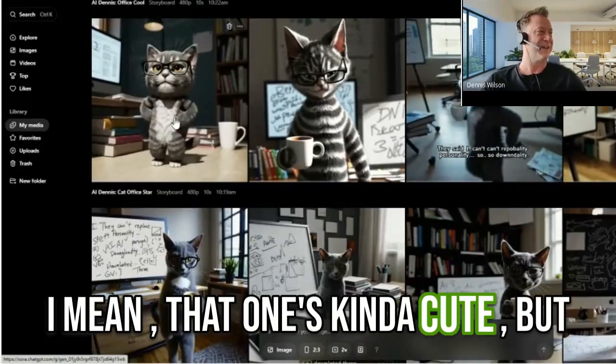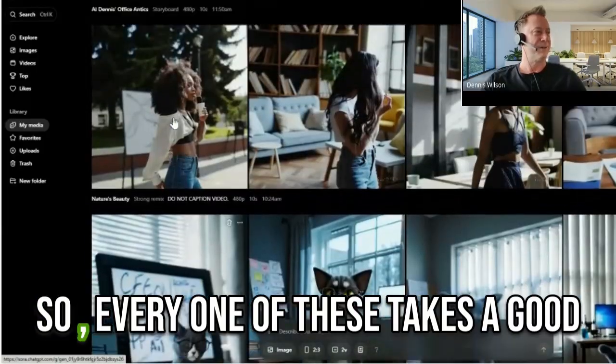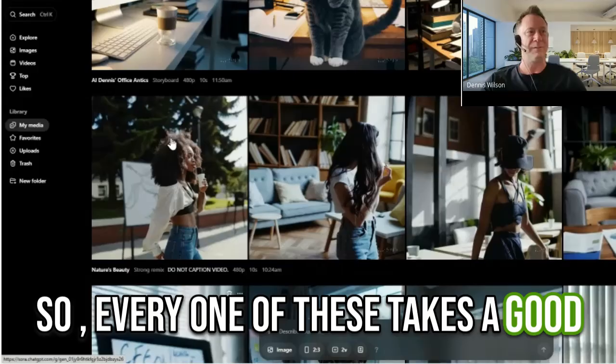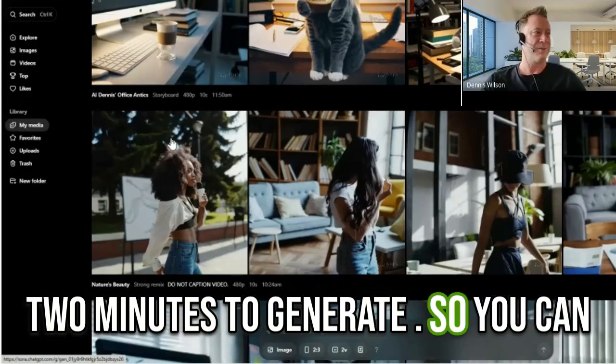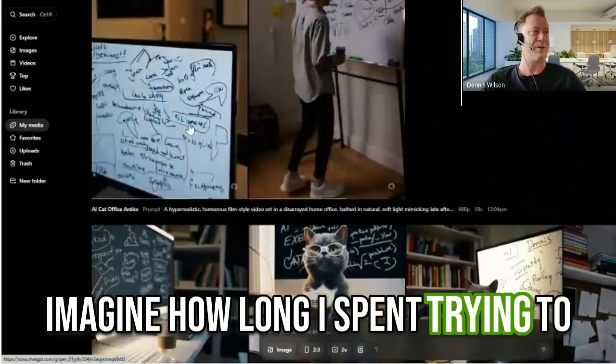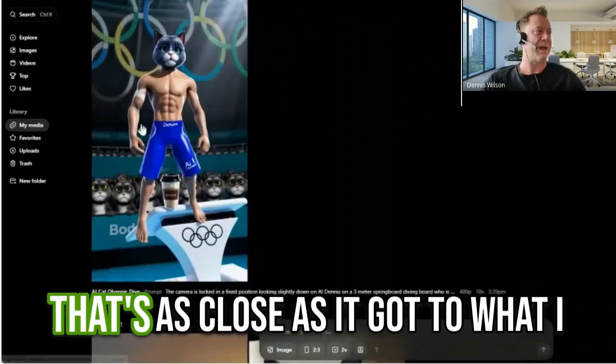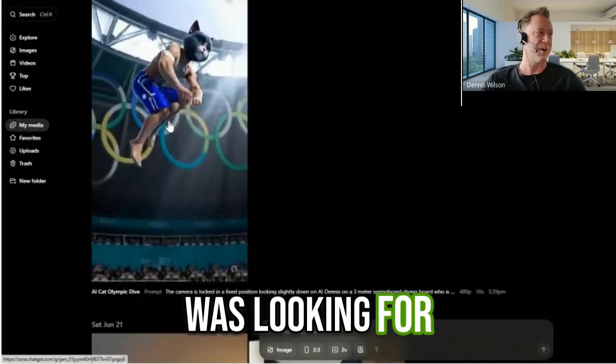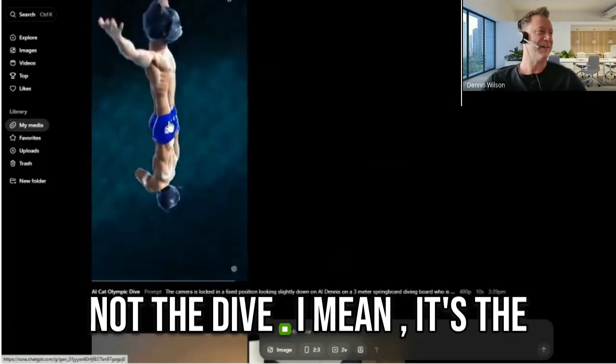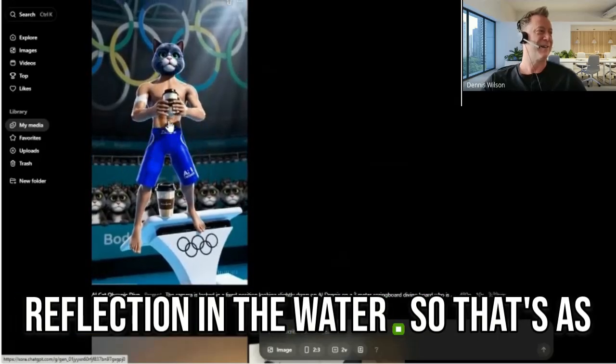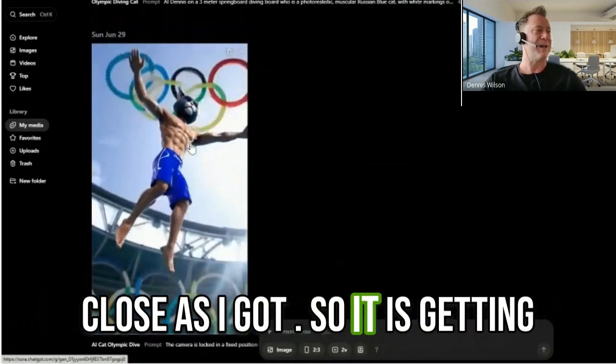That one's kind of cute, but every one of these takes a good 2 minutes to generate. So you can imagine how long I spent trying to dial in prompts. That's as close as it got to what I was looking for. That's the dive. It's the reflection in the water. So that's as close as I got. So it is getting better.